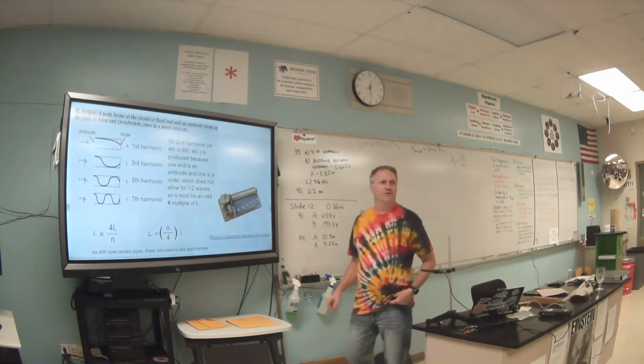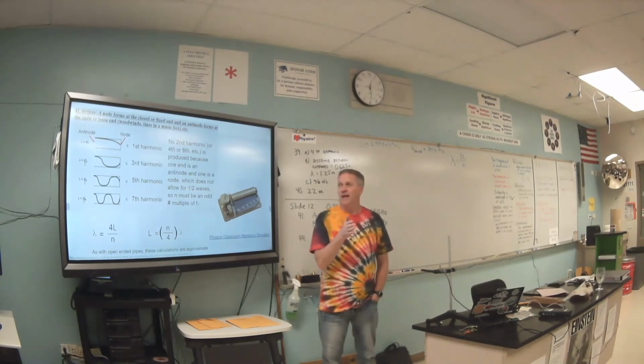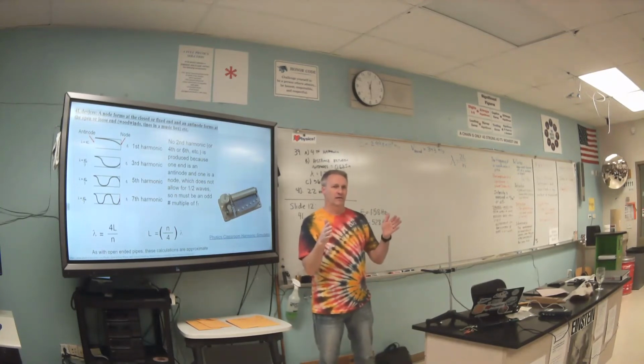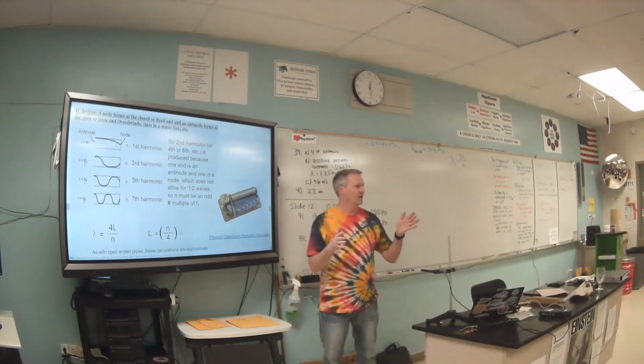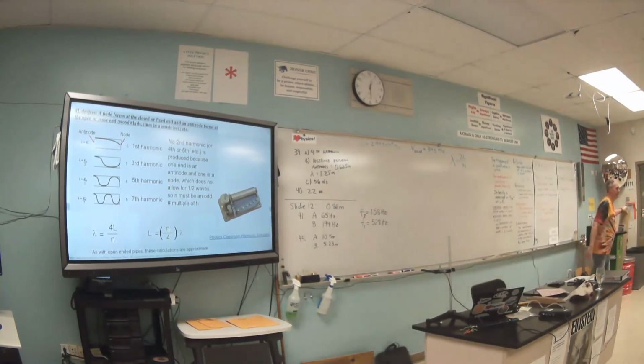But a 4L device occurs when you have a node at one end and an antinode at the other end of a tube, of a pipe. The only way that can happen is when one end is closed. When you have a pipe that's closed at one end, you can't get an antinode right there. You can only get a node. Let me show you the most simple example of a 4L device that I can come up with.